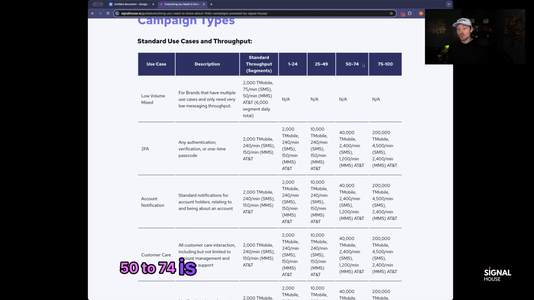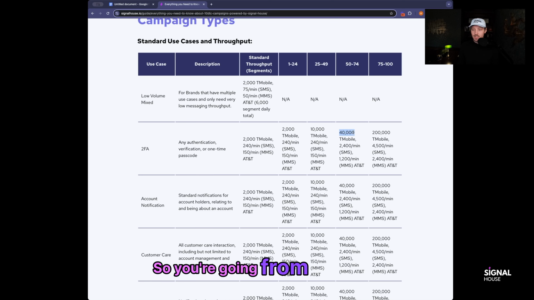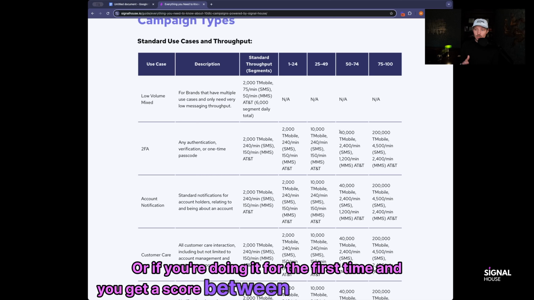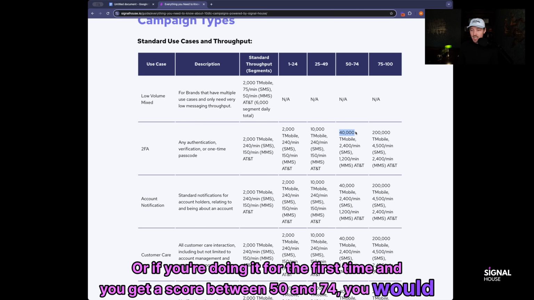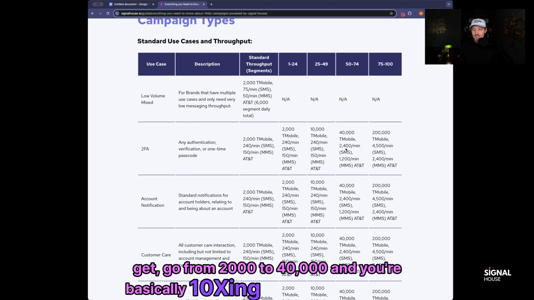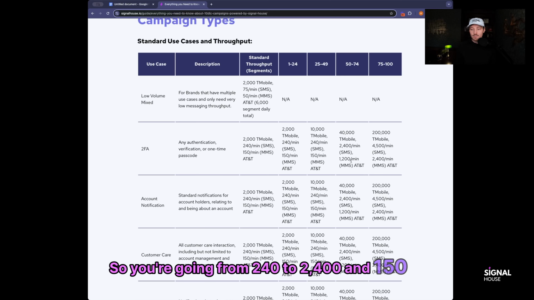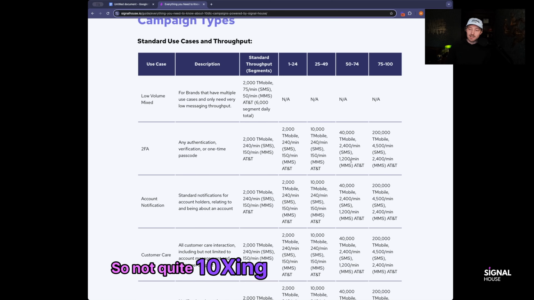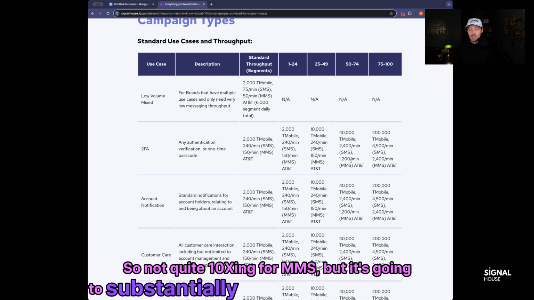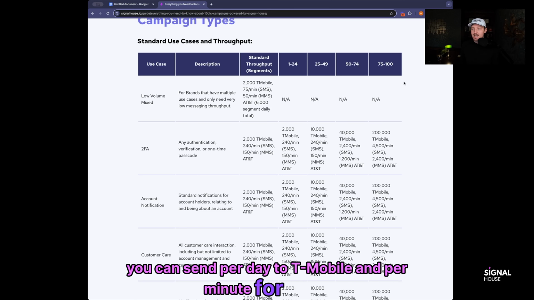50 to 74 is really where you're going to see quite a bit of substantial changes. You're going from 10K to 40K, or if you're doing it for the first time and you get a score between 50 and 74, you would go from 2,000 to 40,000, and you're basically 10xing your traffic for AT&T. So you're going from 240 to 2,400 and 150 to 1,200. So not quite 10xing for MMS, but it's going to substantially increase how many messages you can send per day to T-Mobile and per minute for AT&T.